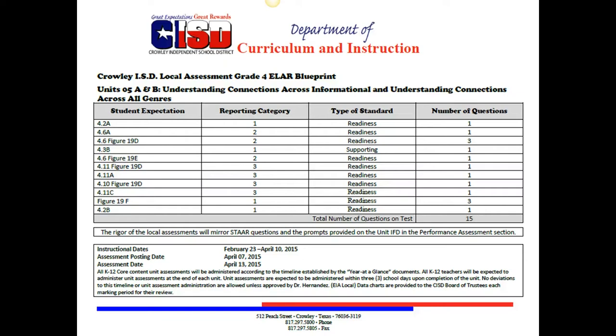As per the local assessment guidelines, teachers are to administer unit assessments within 3 school days upon completion of the unit.